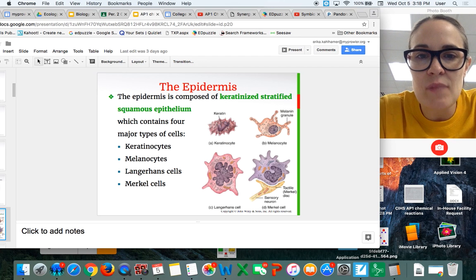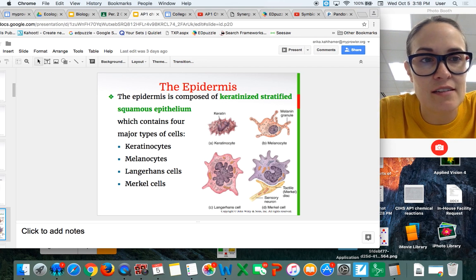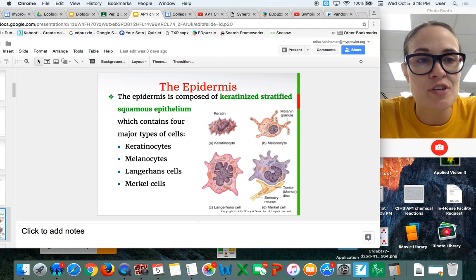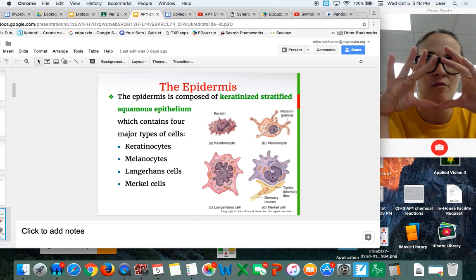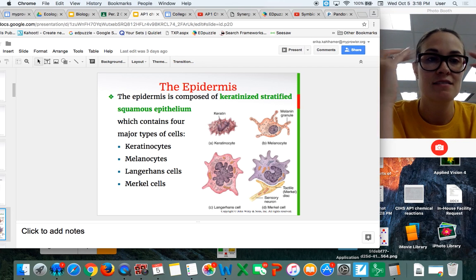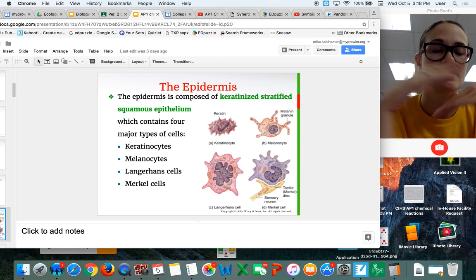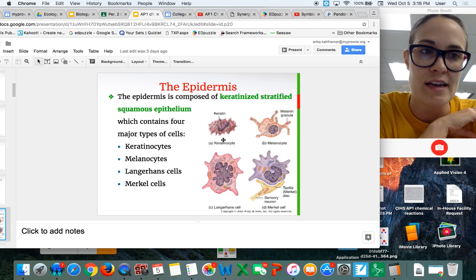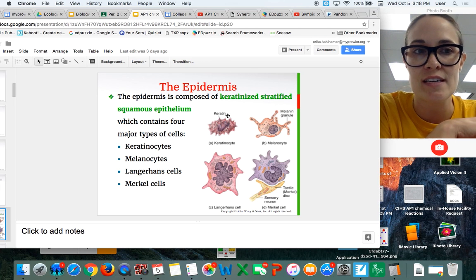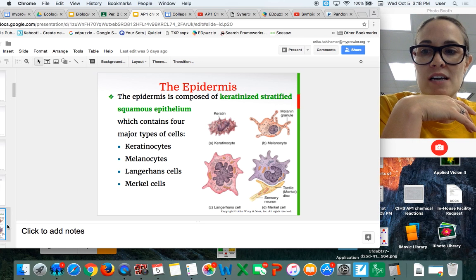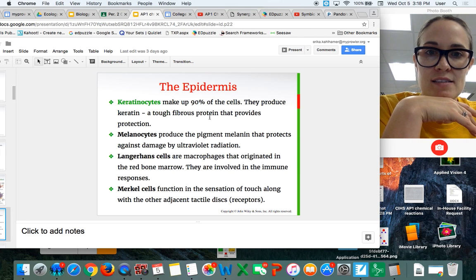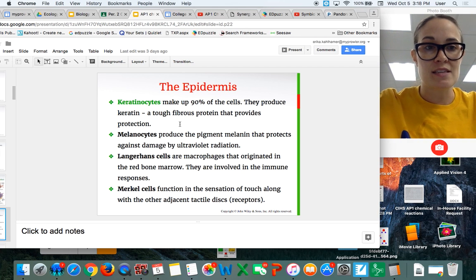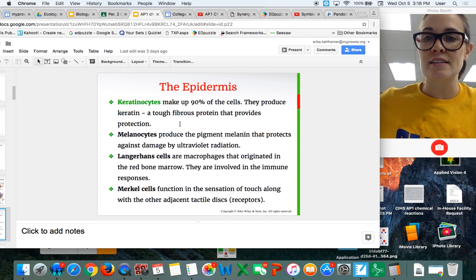The cells within the skin are diverse. The epidermis, the upper layer of skin, is composed of keratinized, stratified squamous epithelium, so many layers. And keratin is produced by one of the main cells in the skin called a keratinocyte. They release this protein called keratin. Keratinocytes produce keratin, this tough protective protein in the skin and in the nails. You have a lot of keratin.